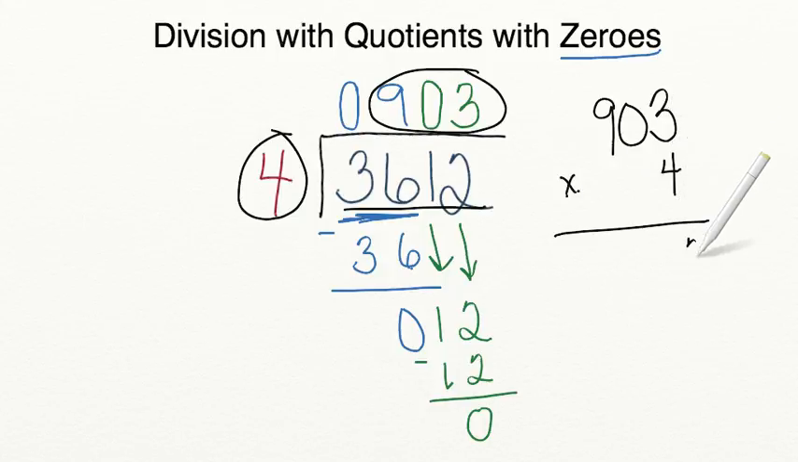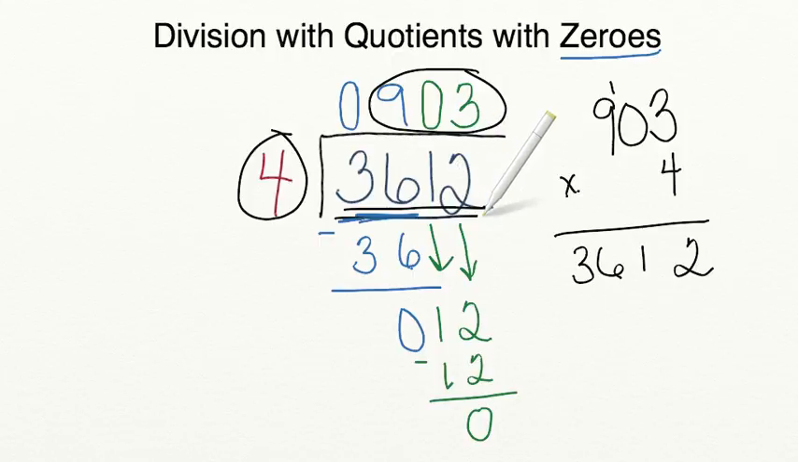3 times 4 equals 12. 4 times 0 equals 0, plus 1 equals 1. And 4 times 9 equals 36. And as you can see, our dividend is the same as the product when we multiply together our quotient and our divisor. So that means that we completed the problem correctly.